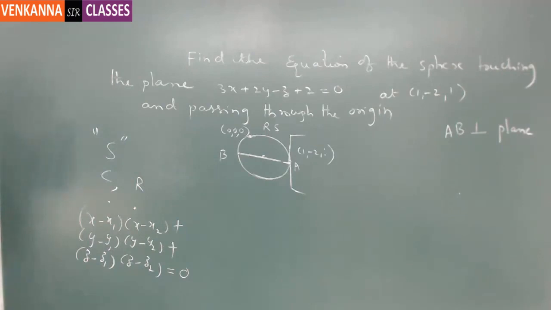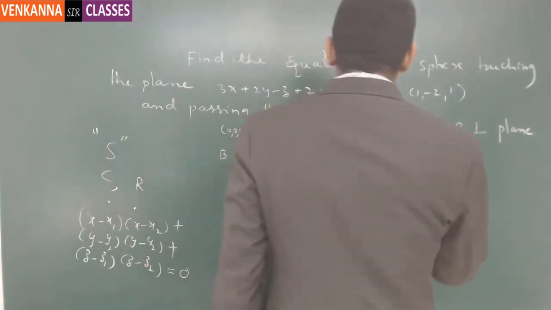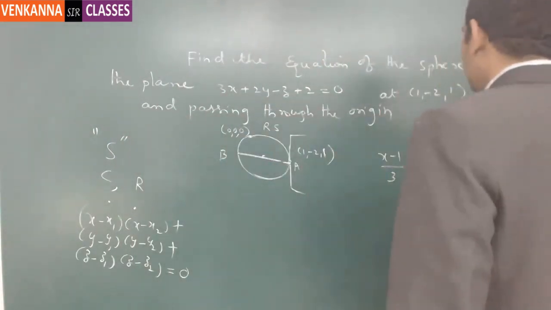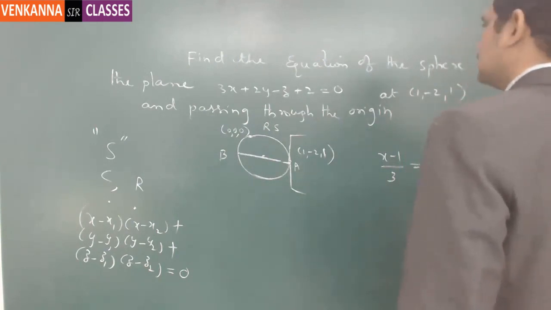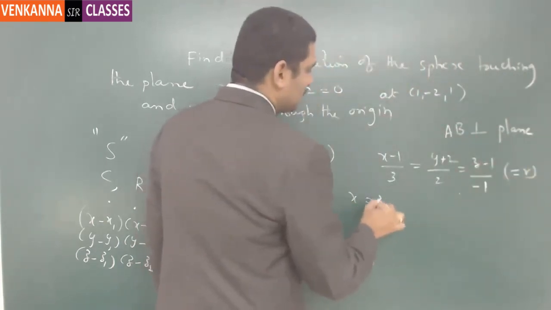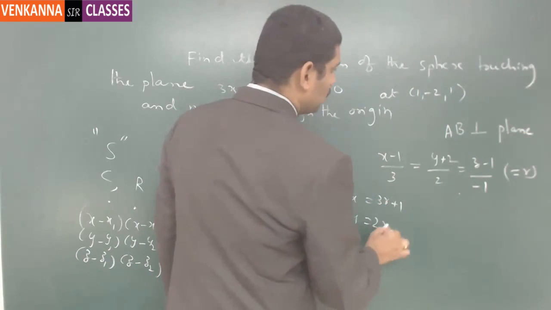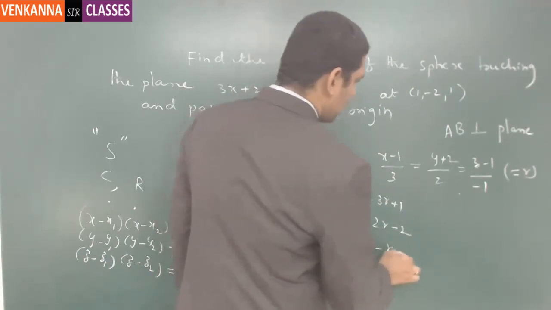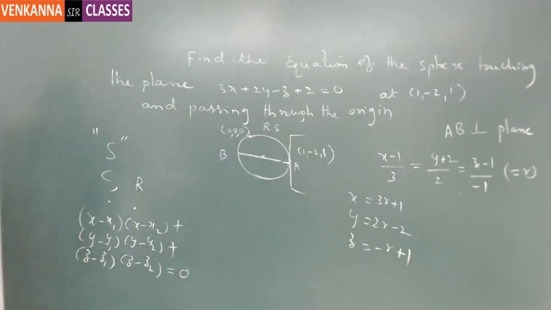So what happens? AB acts as normal to the plane. Hence, I can write the equation of the normal, so that you have x minus 1 by 3 is equal to y plus 2 by 2 is equal to z minus 1 by minus 1. Taking the parametric form, you have x is equal to 3r plus 1, y is equal to 2r minus 2, and z is equal to minus r plus 1. Please check that. Accepted?